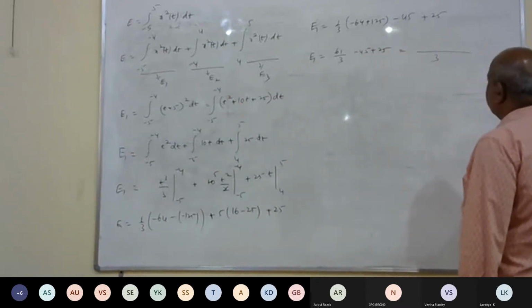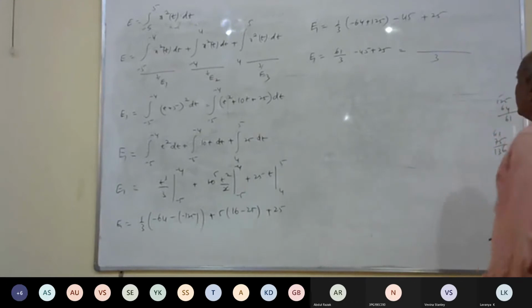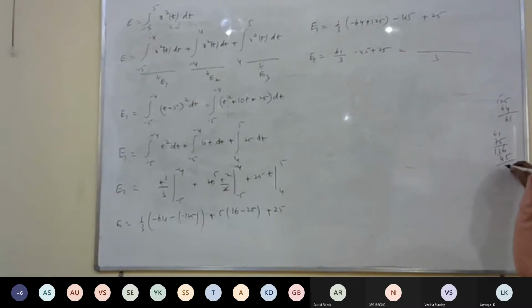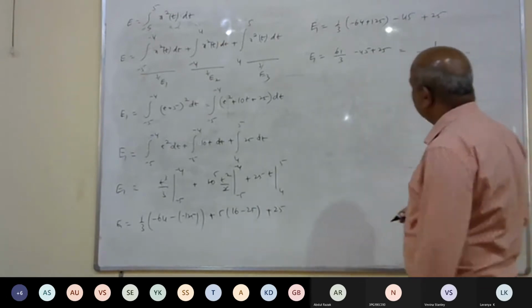61 plus the 75 is 136, minus 45 gives... How much? 1 by 3. After calculating it is 1 by 3.